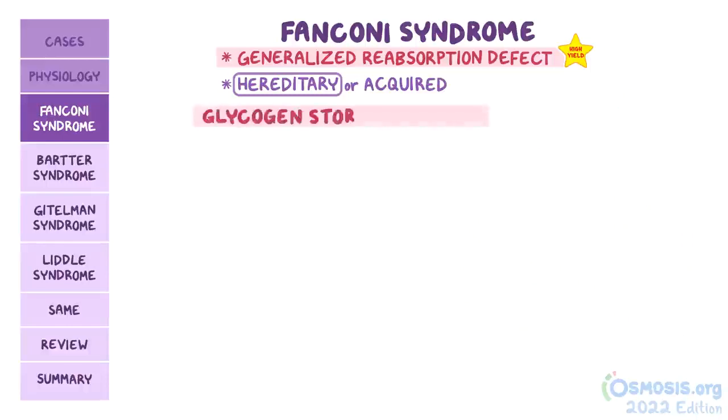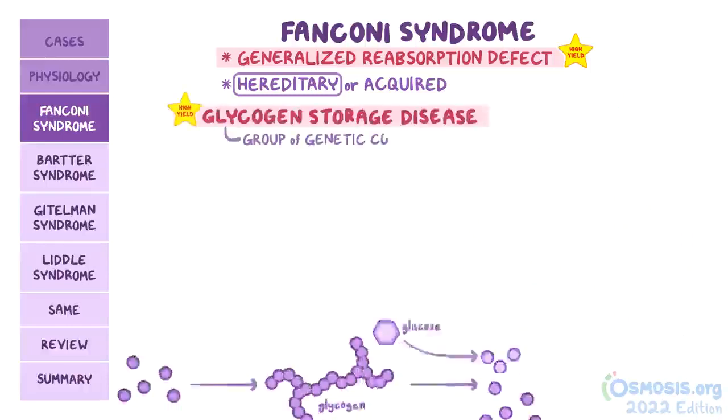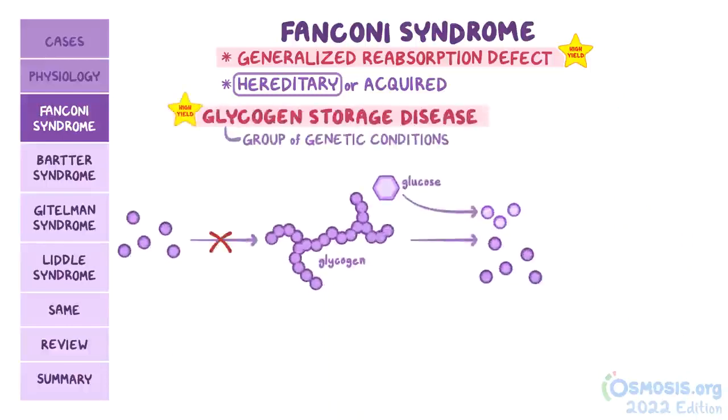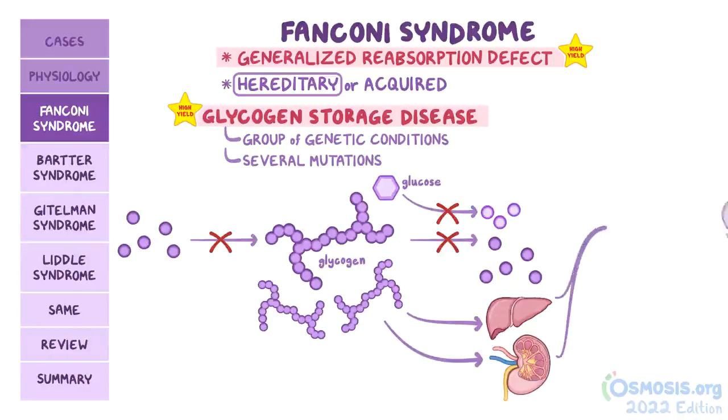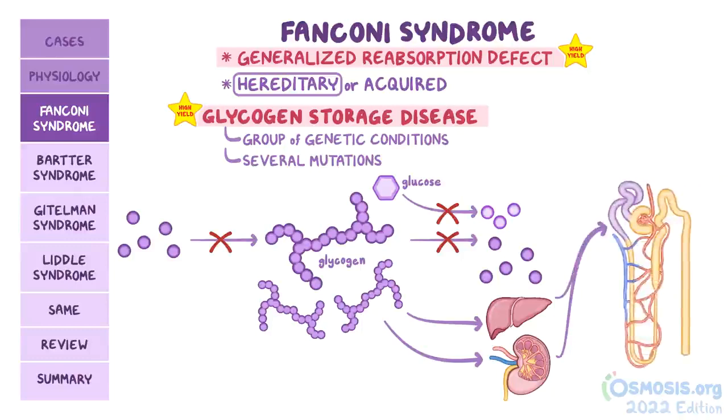Finally, there's glycogen storage disease, which is a group of genetic conditions that affect either glycogen synthesis or the breakdown of glycogen or glucose. There are several mutations involved, but when glycogen metabolism is affected, this can result in the accumulation of glycogen in the liver and kidneys. Just like with tyrosinemia, all that glycogen can be toxic to the proximal convoluted tubule and result in Fanconi syndrome.